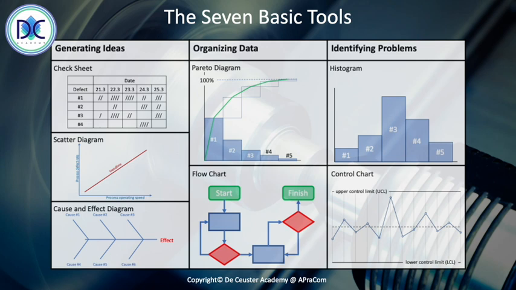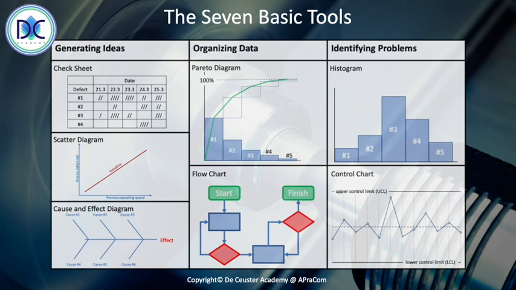Then we have organizing data. We have the Pareto diagram, which shows which is the first category to resolve, to have the highest impact. Then we have flowcharts showing how a process is working. It helps us identify where problems may arise. We can categorize different elements by creating a histogram, and processes can be controlled using control charts.